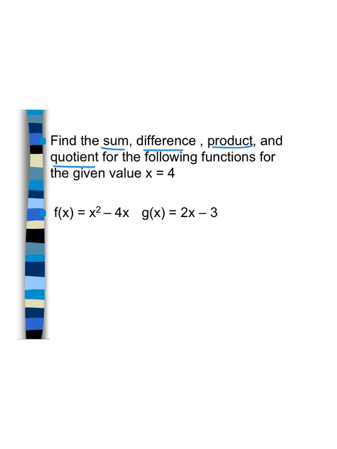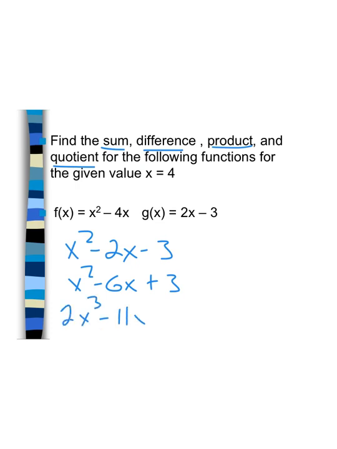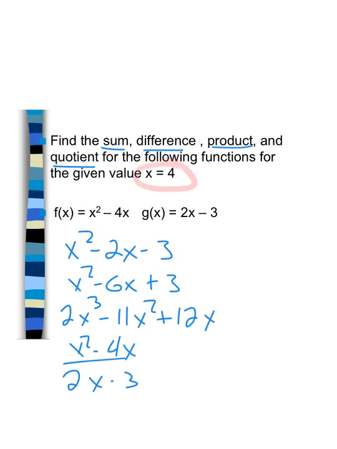All right, let's look at our answers. So for the sum, we end up getting a function of x squared minus 2x minus 3. For our difference, we get x squared minus 6x plus 3. When we multiply them together, you get 2x cubed minus 11x squared plus 12x. And when you divide them, we get x squared minus 4x over 2x minus 3. So now when we go ahead and reevaluate them all when x is equal to 4, we end up getting for our answers 5, negative 5, 0, and 0. Hopefully you guys got all of that.